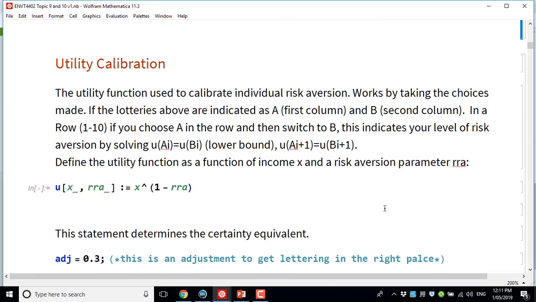So we also have covered utility function and how risk attitudes or risk aversion parameters are incorporated in utility functions. So let's imagine that we have an individual or a decision maker whose utility function is given by this here. So x to the power 1 minus relative risk aversion parameter. X to the power 1 minus RRA.